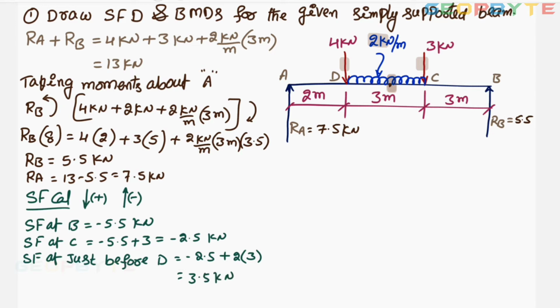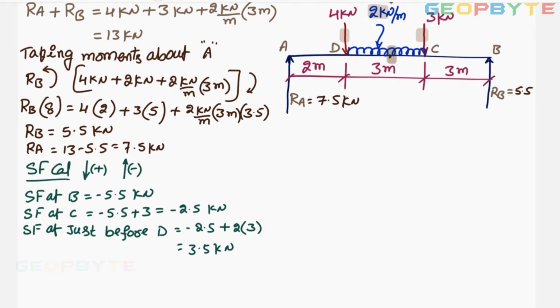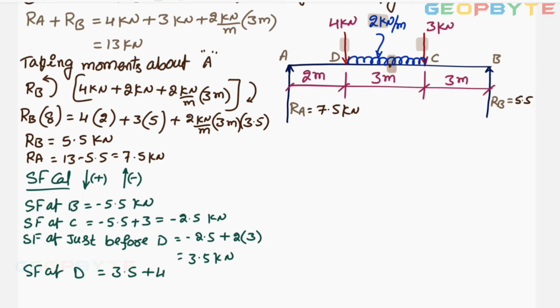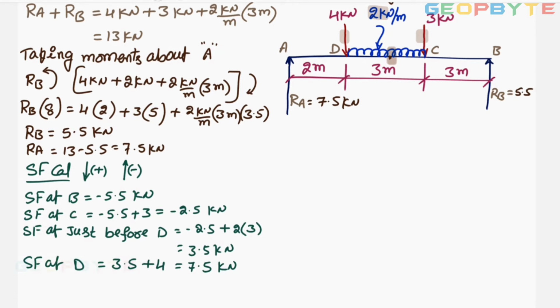3.5 kilonewtons. Next, SF at exactly D. Already 3.5 is there, plus at D, how much load is there? 4. It is downward force, positive, equal to 7.5 kilonewtons. Please go through the first video, or it is better to practice from the first video, particularly the SFD and BMD, because the concept is very, very important.